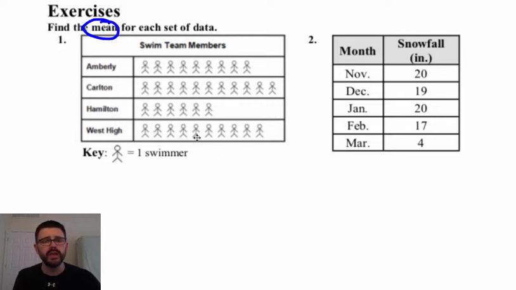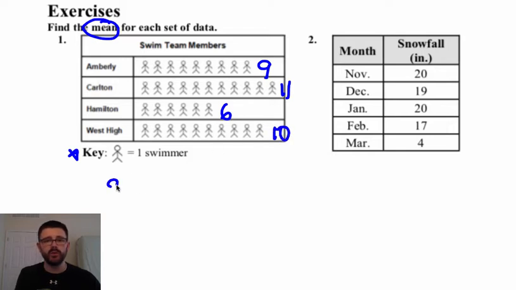This first one is a pictograph, basically meaning each picture represents an amount. In this case, my key says that for each little stick figure, that means it's 1 swimmer. So for Amberly, we had 1, 2, 3, 4, 5, 6, 7, 8, 9 swimmers. For Carlton, 1, 2, 3, 4, 5, 6, 7, 8, 9, 10, 11. Here we had just 6 for Hamilton. And then for West High, we had a total of 10.